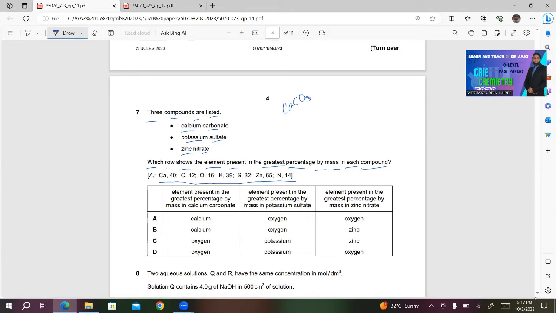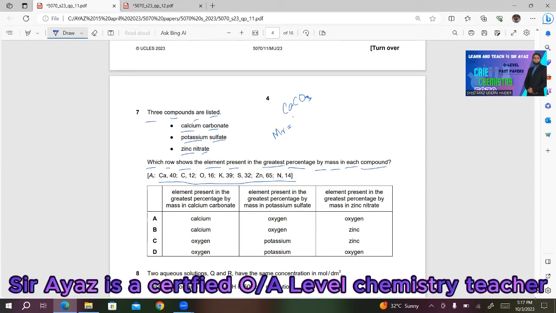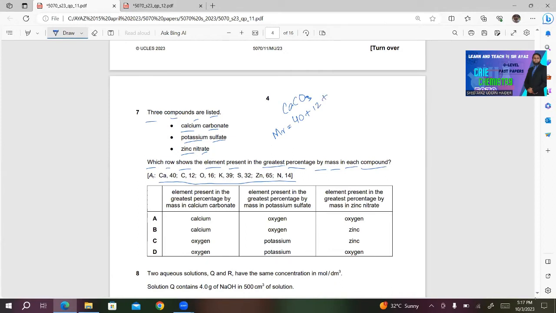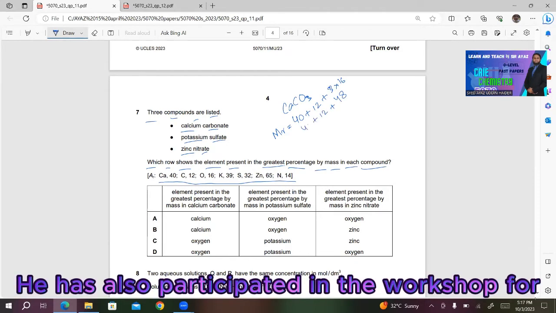If you calculate the MR of CaCO3, we have 1 calcium, so 40, 1 carbon, so we have 12, and 3 oxygen, so we multiply 3 by 16 and get 48. 48 plus 12 plus 40, and we get 100.